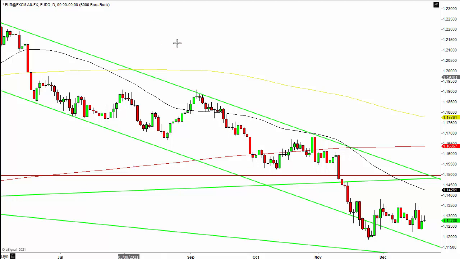So what we're going to do is have a look at the euro dollar here across a few different time frames. You can see I've got a few lines on here anyway. I've got some moving averages and some trend lines and whatnot. So first of all, let's have a look at the price action.